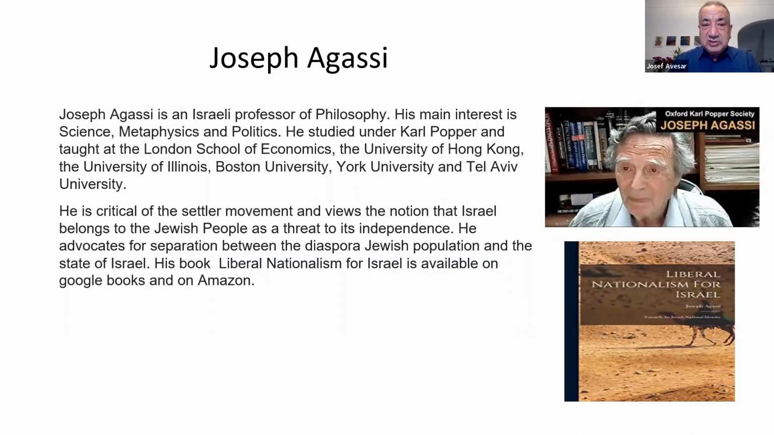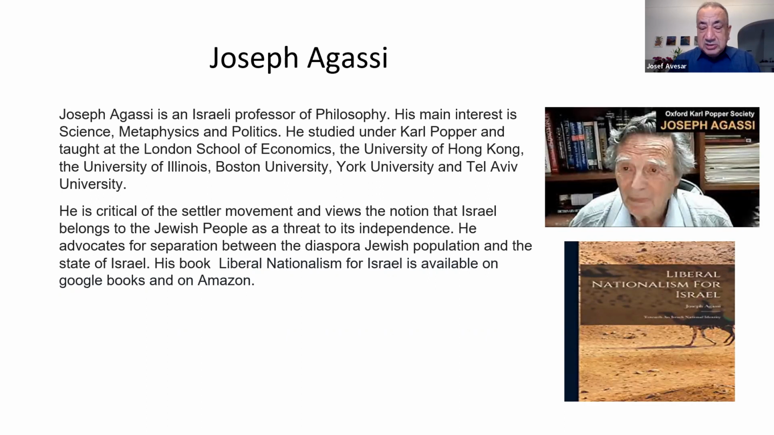Joseph Agassi is an Israeli professor of philosophy. His main interest is science, metaphysics, and politics. He studied under Karl Popper and taught at the London School of Economics, the University of Hong Kong, the University of Illinois, Boston University, New York University, and Tel Aviv University. He is critical of the settler movements and viewed the notion that Israel belongs to the Jewish people as a threat to its independence. He advocates for separation between the diaspora Jewish population and the state of Israel. His book, Liberal Nationalism for Israel, is available on Google Books and Amazon.